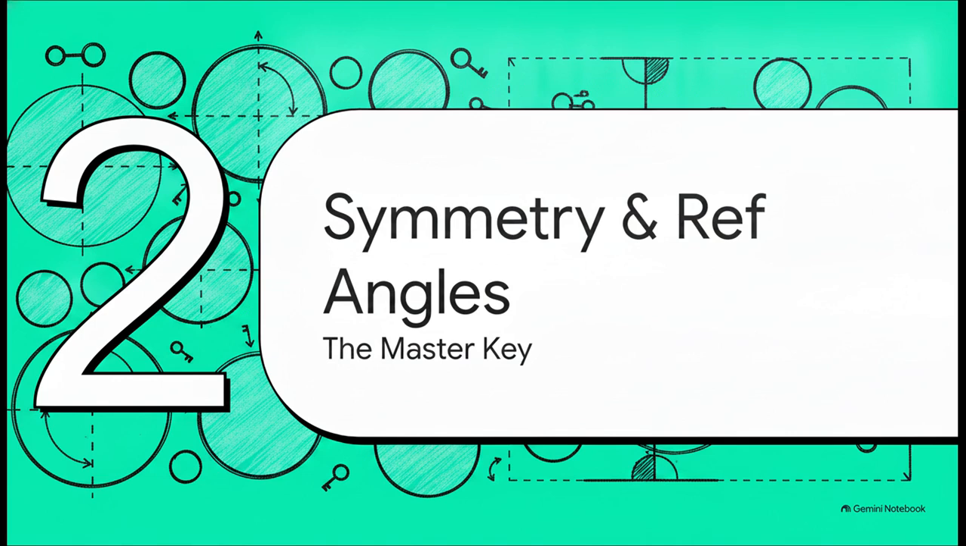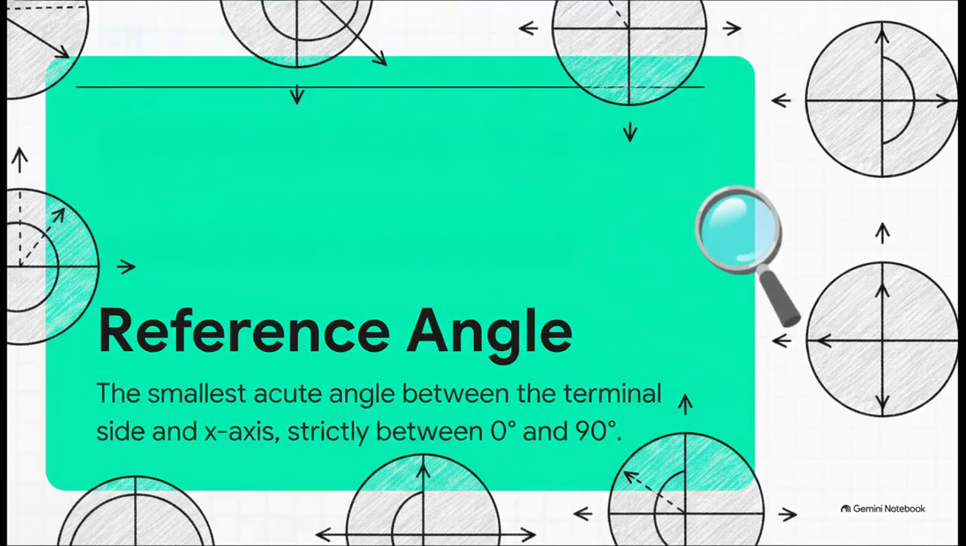Let's see how these concepts build our understanding of the circle as this perfectly symmetrical map. The unit circle is basically built on reflection and symmetry, and the ultimate tool we use to unlock all of that is called the reference angle. So here's the formal definition. A reference angle is simply your shortest path from your angle's terminal side, which is really just the line where your angle stops, back to the flat ground, which is always the x-axis.